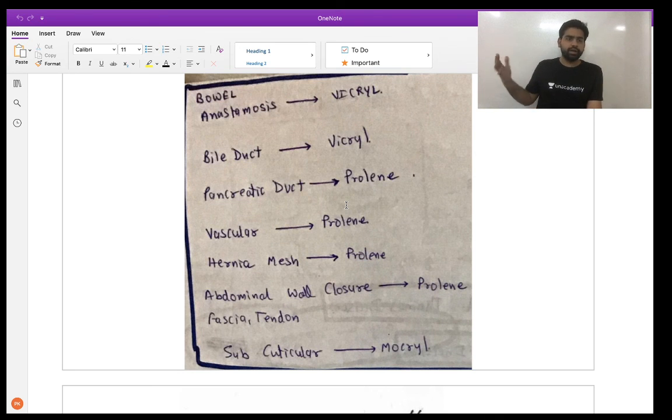What about the bile duct or the biliary surgeries? We use Vicryl, but we can also use PDS. Please understand, we use Vicryl, but we can also use PDS. What about the pancreatic duct? Proline, yes, we can use it.